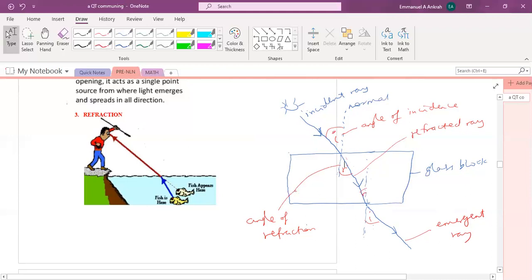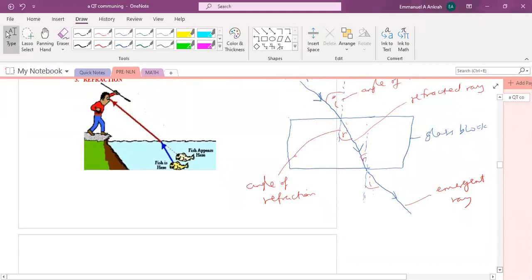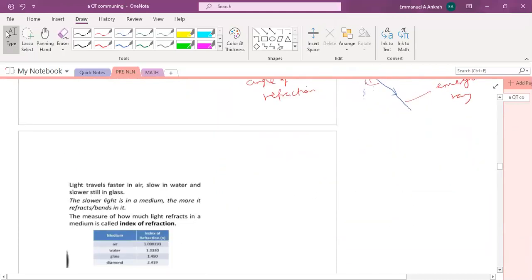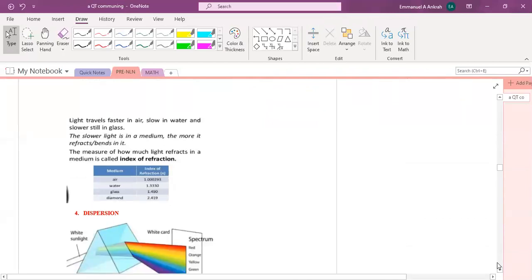Okay. So there's something known as the refractive index of materials. Let's read this here. Light travels faster in air, slower in water, and slower still in glass, right? Water slows it down, and glass slows it down. So that's why it ends up bending closer to the normal. The slower light is in the medium, the more it refracts or bends in it, right? So it's going to bend more if it's denser.